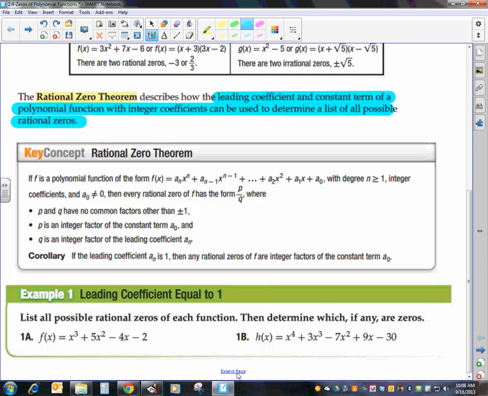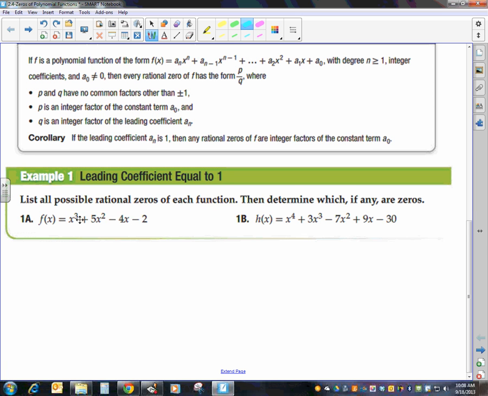All right, so we have two examples here. List all the possible rational zeros, and instead of writing that, I'm going to call that PRZ, possible rational zeros of each function, and then determine which, if any, are zeros. So we're only talking about the rational zeros right now, those that can be written in terms of a fraction. The first example that we have is one whose leading coefficient is 1.